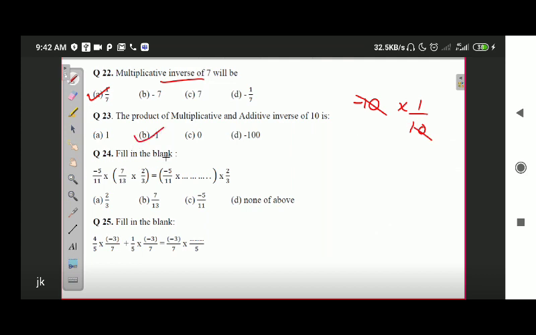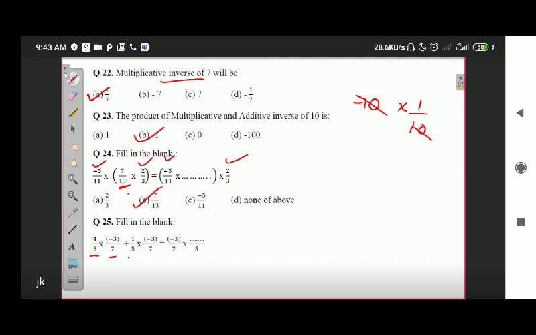Fill in the blanks. This is the associative property. You have to determine which of the terms comes in LHS but not in RHS. In LHS we have 2 by 3. In RHS we have -5 by 11. The remaining is 7 upon 13. So that is your answer, 7 upon 13. Okay, next is fill in the blanks. That is again your associative property. You take as much common as possible. What is happening here is, in the first term, in the LHS part, there is 4 upon 5 minus 3 upon 7.